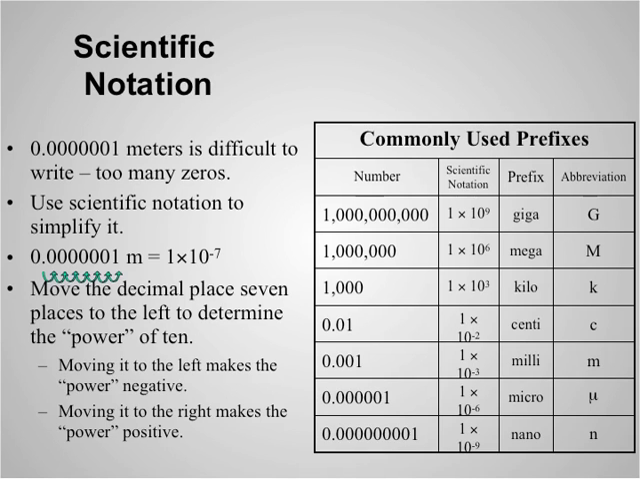For example, a kilometer could be expressed as 1,000 meters, or 1 times 10 to the 3 meters. On the other hand, a millimeter could be expressed as 0.001 meters, or 1 times 10 to the negative 3 meters.